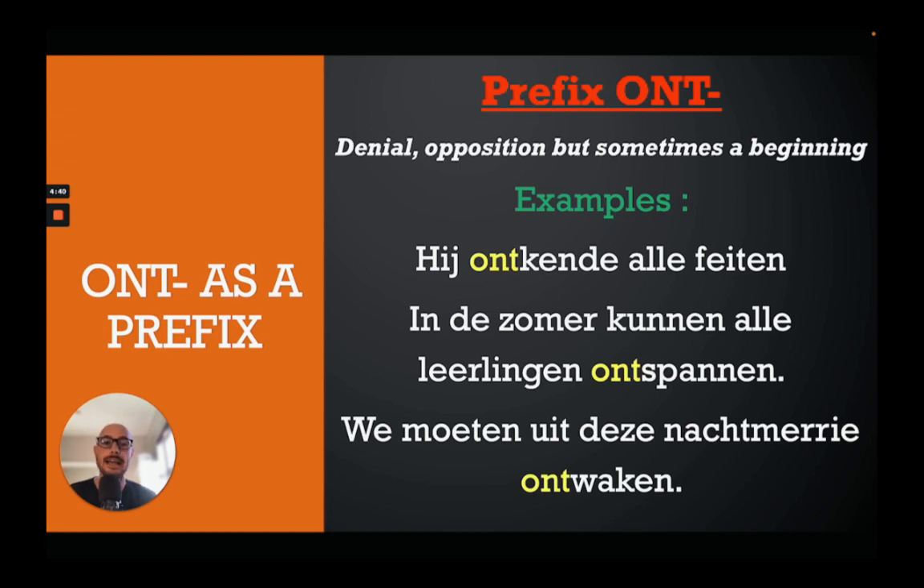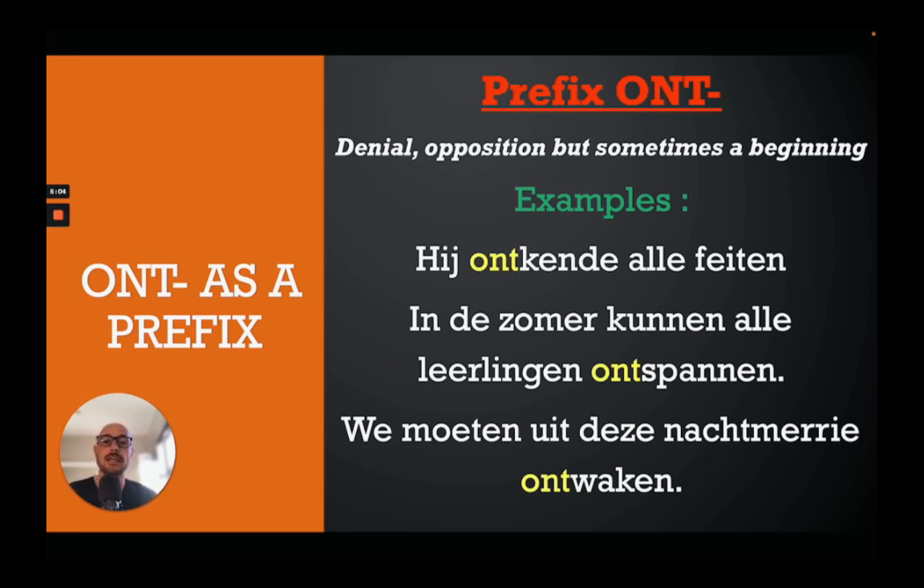Hij ontkende alle feiten. He denied all facts. Alright, so kennen is to know. Ont is a denial. So he, let's say to translate it badly, he knew or he disknew all facts. So he denied all facts. Right? So that was the first one.